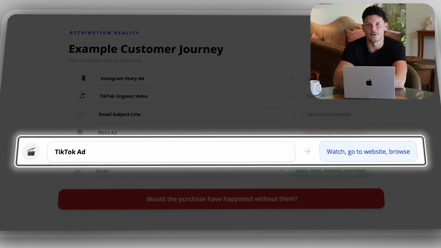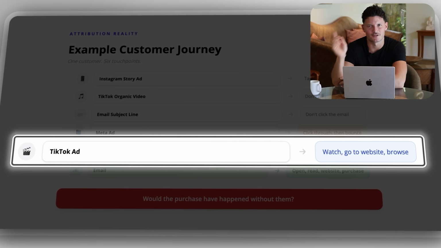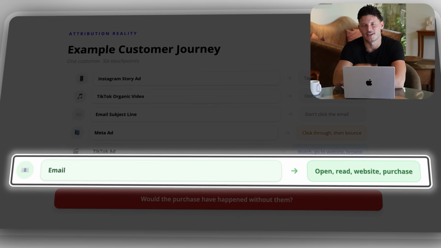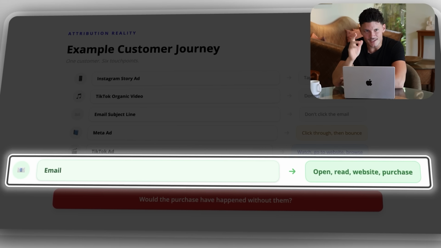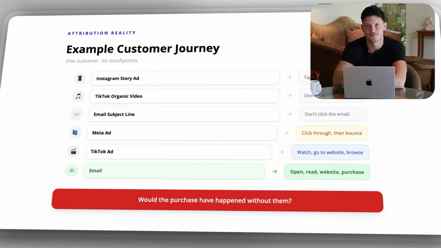Then they're back on TikTok 4 days later and they see an ad. They watch their way through it. They click through again to the product. They scroll on the website a little bit more. They bugger off. They go through to email the next day and they get an email saying back in stock. They scroll through, click through, and then they purchase.